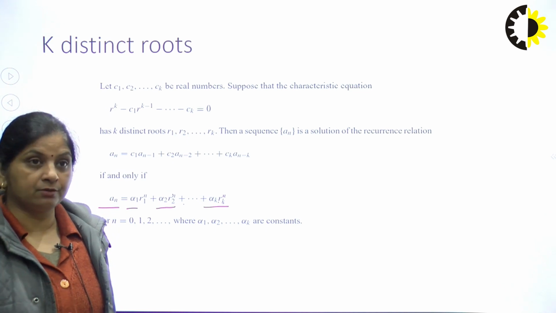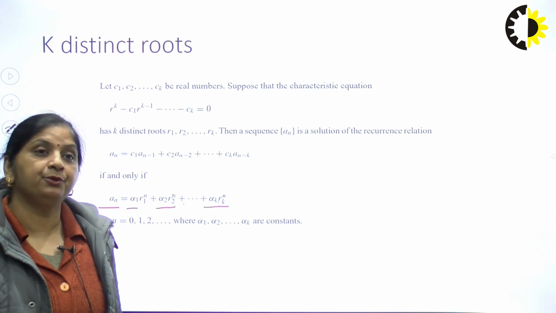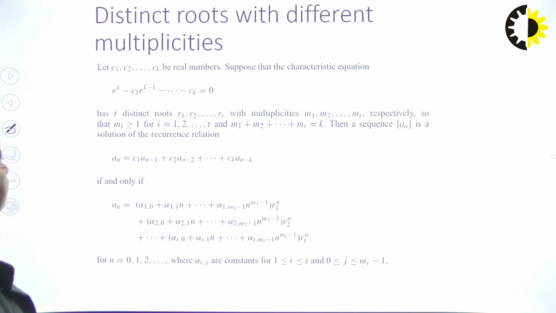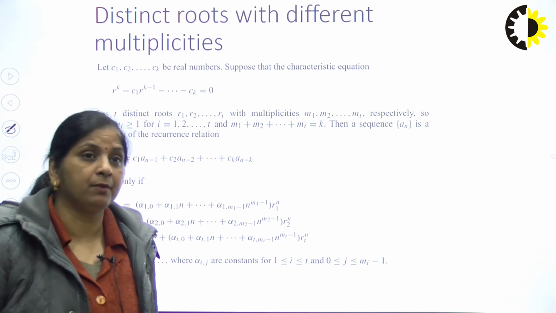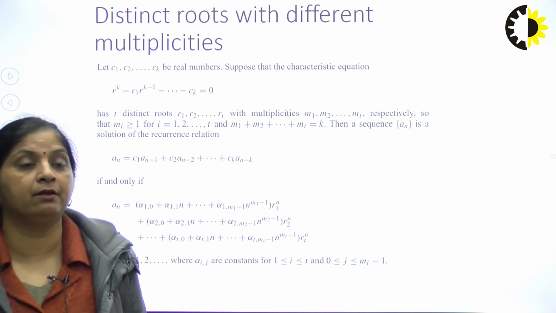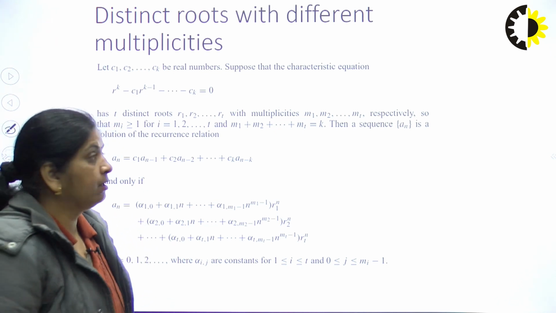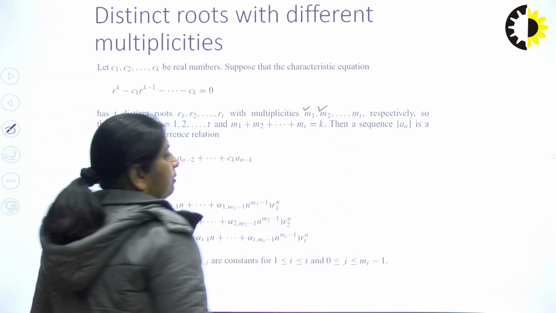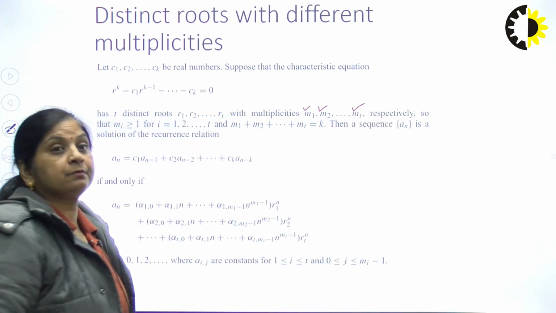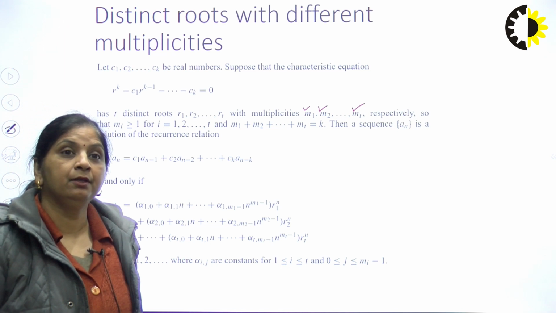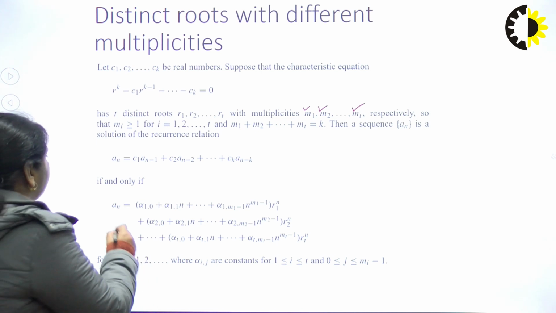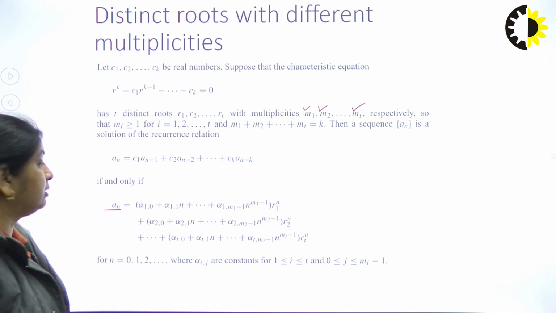In this we will have a constant term multiplied by root to the power n. This is for distinct roots, and when we are not having distinct roots, it means we are having many roots with different multiplicities. For example, let me say r1 occurs m1 times, r2 occurs m2 times, rt, the t-th root, occurs mt times, and so on. So if we are having t roots and all are having different multiplicities, what will be my proposed solution?